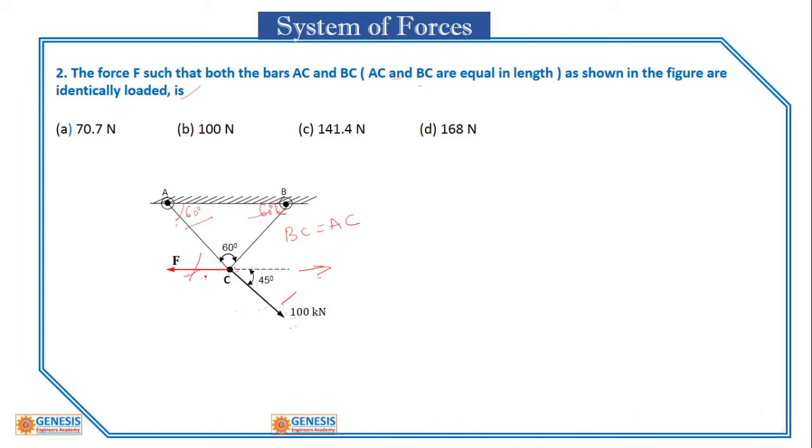So the horizontal component of this is 100 cos 45 degrees. So 100 cos 45 degrees means 100 by root 2. So that comes to 70.7 newtons. Okay, so it must be newtons, I think. Okay, it is 70.7. Numerically it is equal.